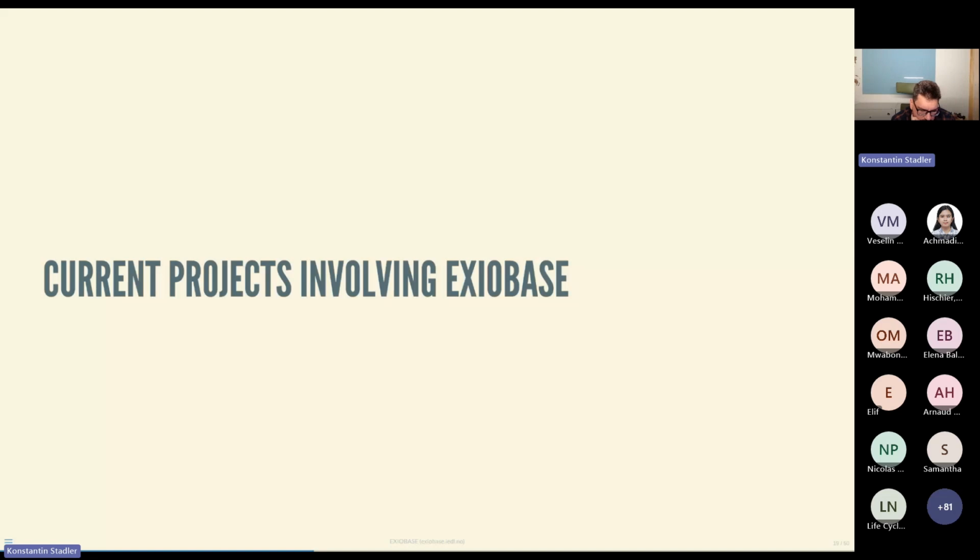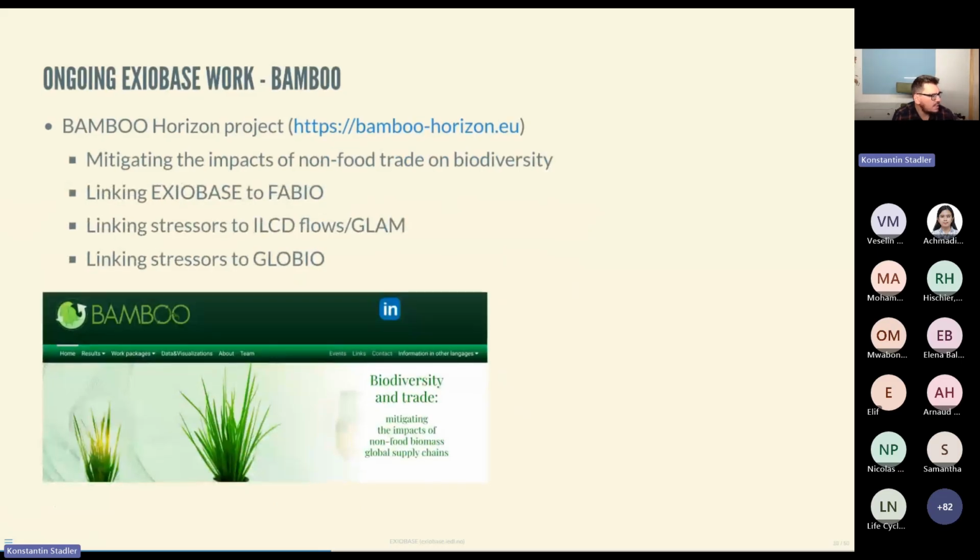I now want to present some projects I'm currently working on with Exiobase. The first one is BAMBOO, which focuses on biodiversity of non-food commodities and trade patterns. Within BAMBOO, we are currently linking Exiobase with FABIO, which is another input-output table fully based on FAO data, with a lot of detail on agricultural products. In this project, we are also linking Exiobase with the UNEP-GLAM framework and to GLOBIO impact assessment methods.